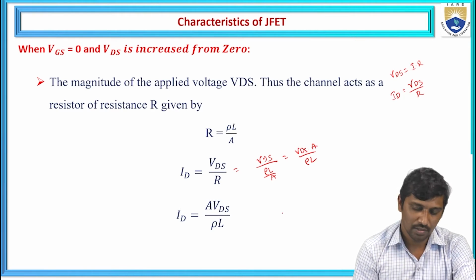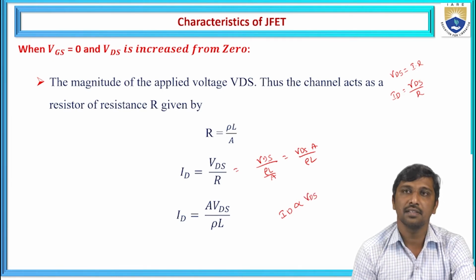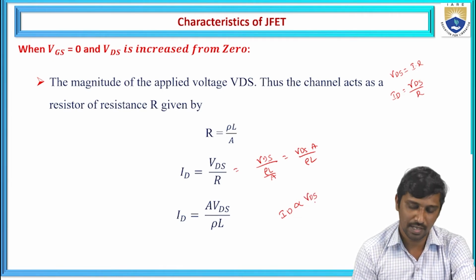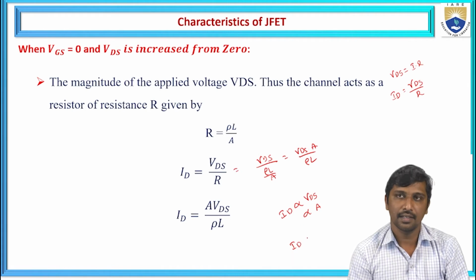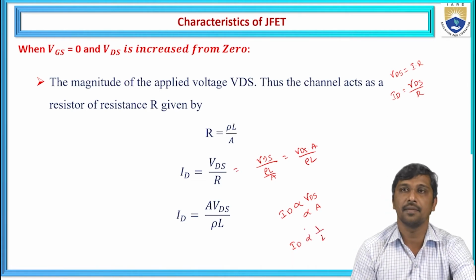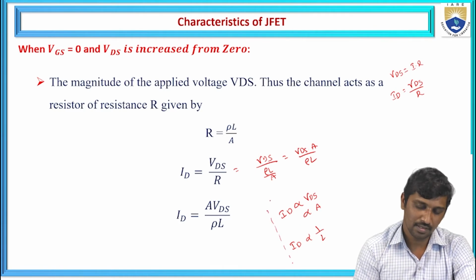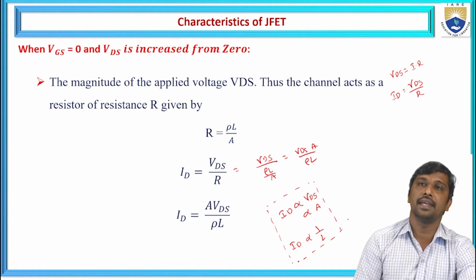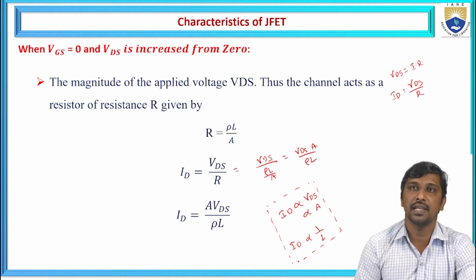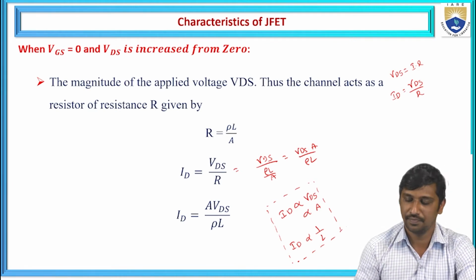And from this, the drain current is directly proportional to the applied biasing voltage between the drain and the source as well as the cross-sectional area of the channel. And the drain current is inversely proportional to the length of the channel. So these are the parameters that affect the drain current with respect to the applied biasing voltage.